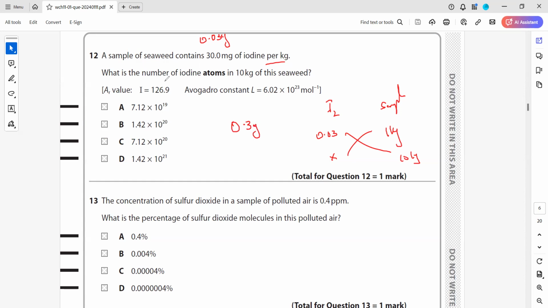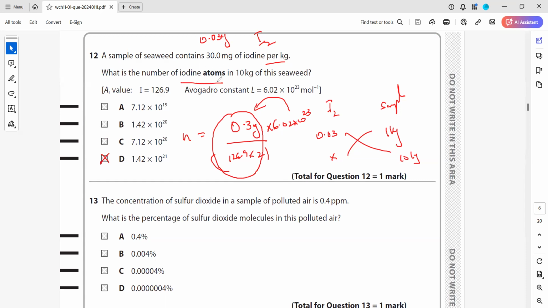Then how does the iodine exist? Iodine exists as I2. So we'll find the moles of iodine, mass in gram over molar mass. So 126.9 multiplied by 2. Why? Because it's a molecule. This will give us the moles of iodine. And from moles of iodine, how to get the number of atoms? We multiply by Avogadro's number, which is 6 exponent 23, because one mole contains 6 exponent 23. So according to that, we get 1.42 exponent 21 atoms of iodine.